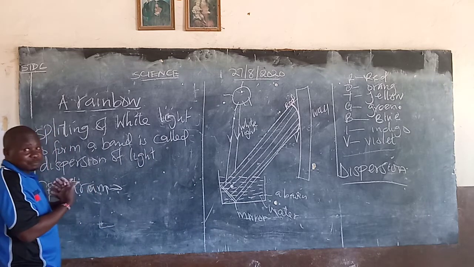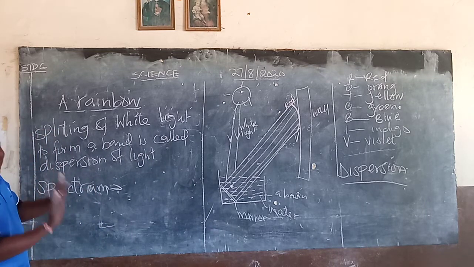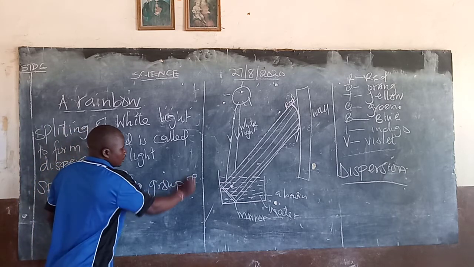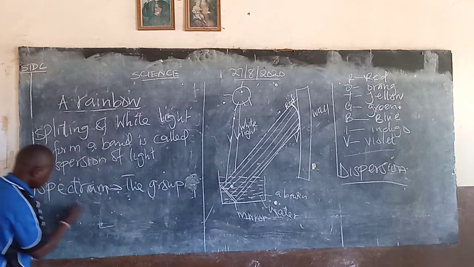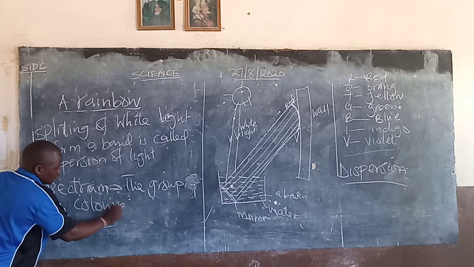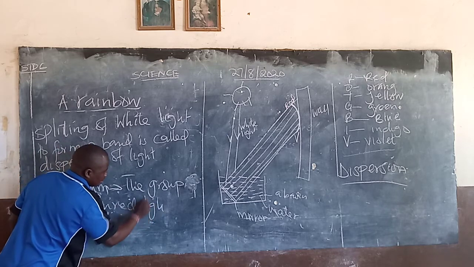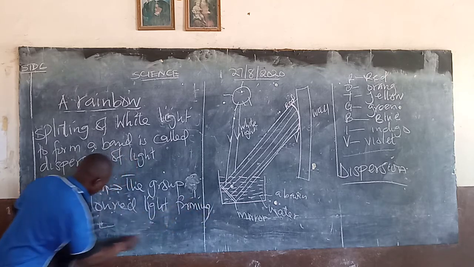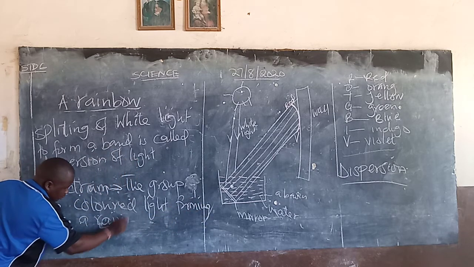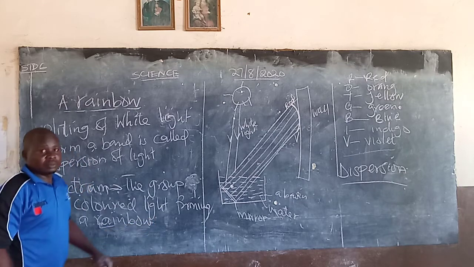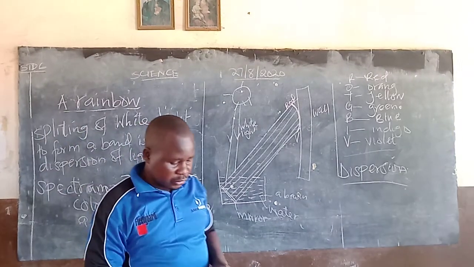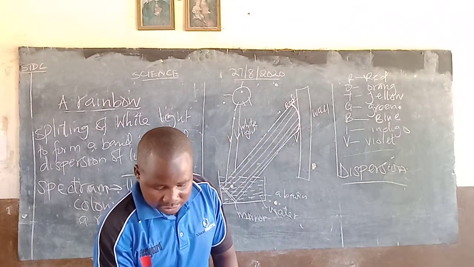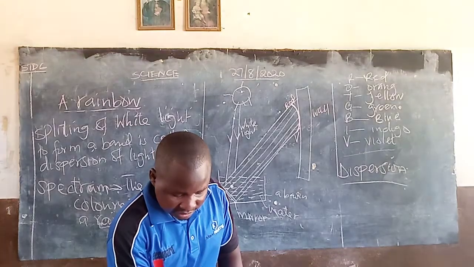Are we together? The spectrum is the group of colored lights forming a rainbow. I hope you have understood it very, very well. That is what I wanted to explain further on this.